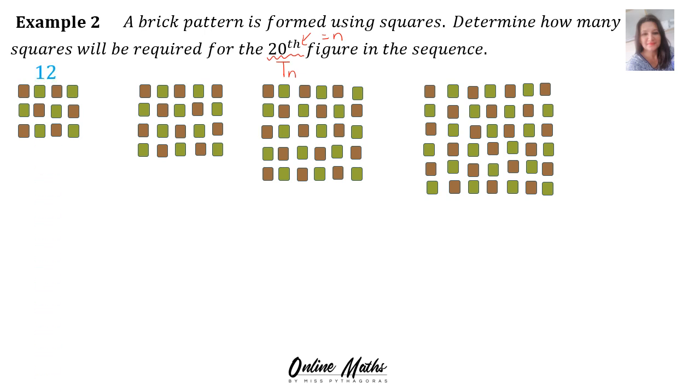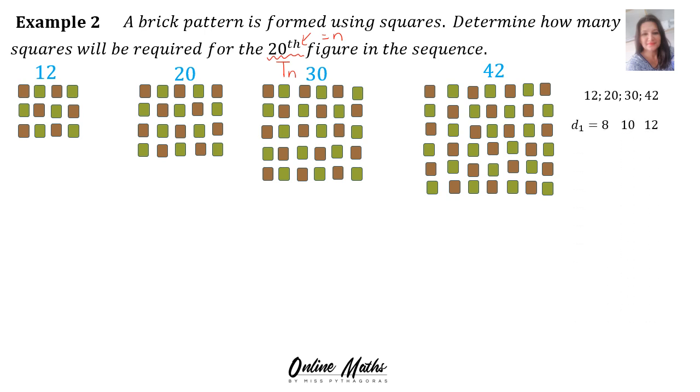Figure 1, there's 12. Figure 2, there's 20. Figure 3, there's 30. Figure 4, there's 42. So do you agree it forms a sequence? 12, 20, 30, 42. Now we have to decide whether this sequence is linear or quadratic. Let's work out the first difference.